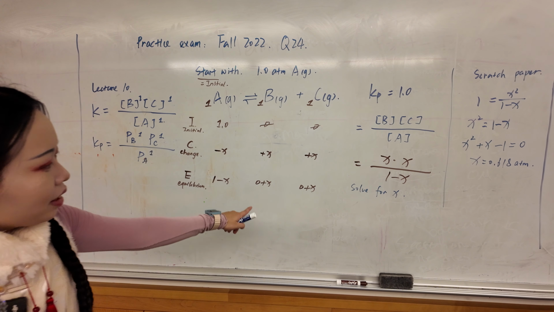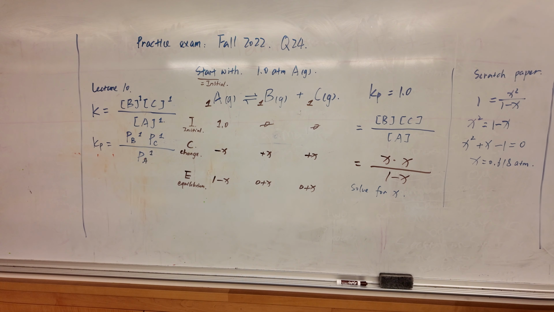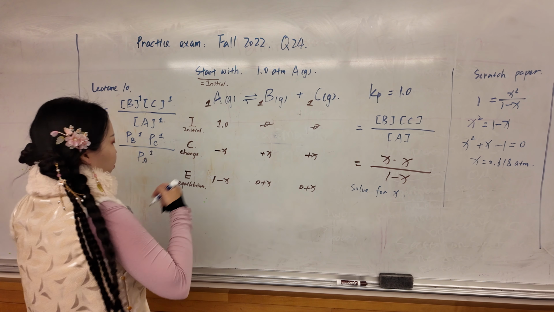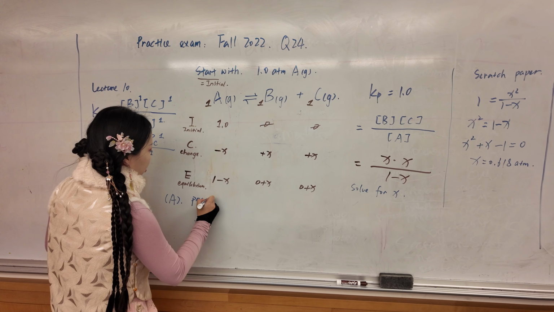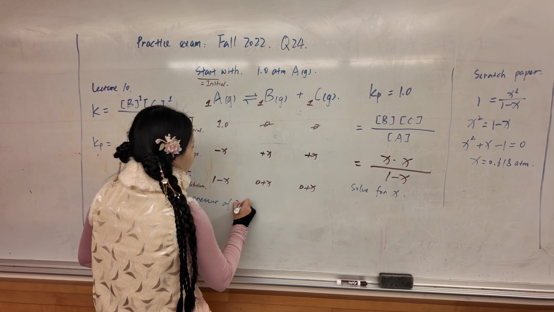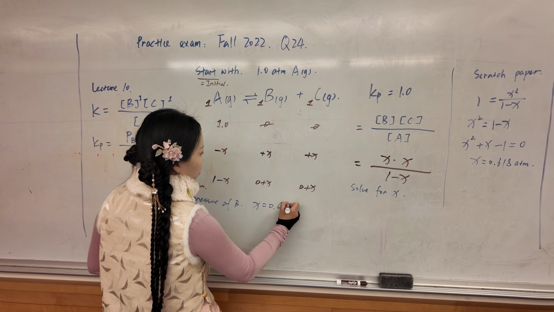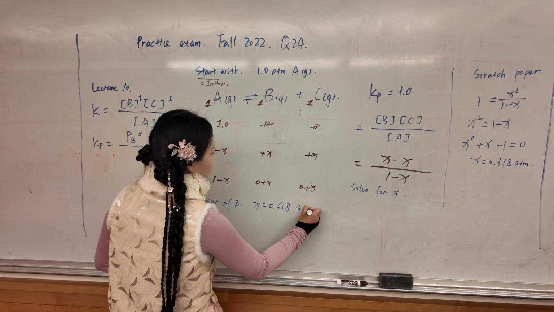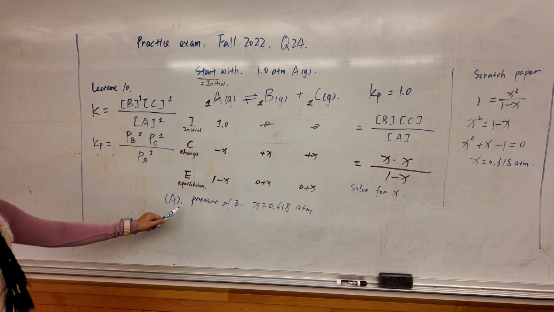Yeah. We solved x, but we're also solving what's asked. Let me see, what does the question ask for? It asks for the pressure of B. So question A asks for the pressure of B. Then that's straightforward, which is x equals 0.618 atmosphere. The question asks to find the partial pressure of B. Okay, that's A. We solved that.